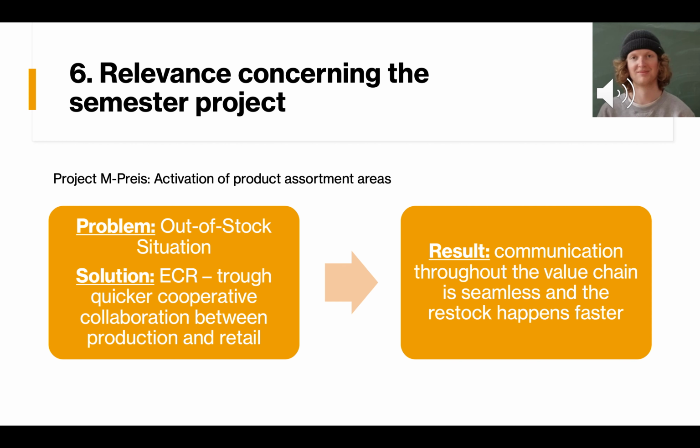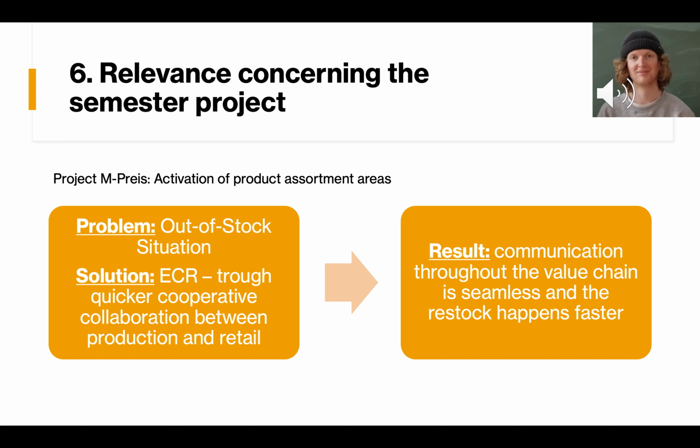As we have now clarified what an efficient consumer response actually is, it is time to bring it into action, therefore connecting the newly learned information to the Empreis Semester Project. In the Semester Project 1, Activation of Product Assortment Areas, we try to analyze different assortment areas of the Austrian-based retailer Empreis. After analyzing, the main work is to offer ideas to improve the assortment. The efficient consumer response can be a useful tool to consider when trying to improve the assortment.